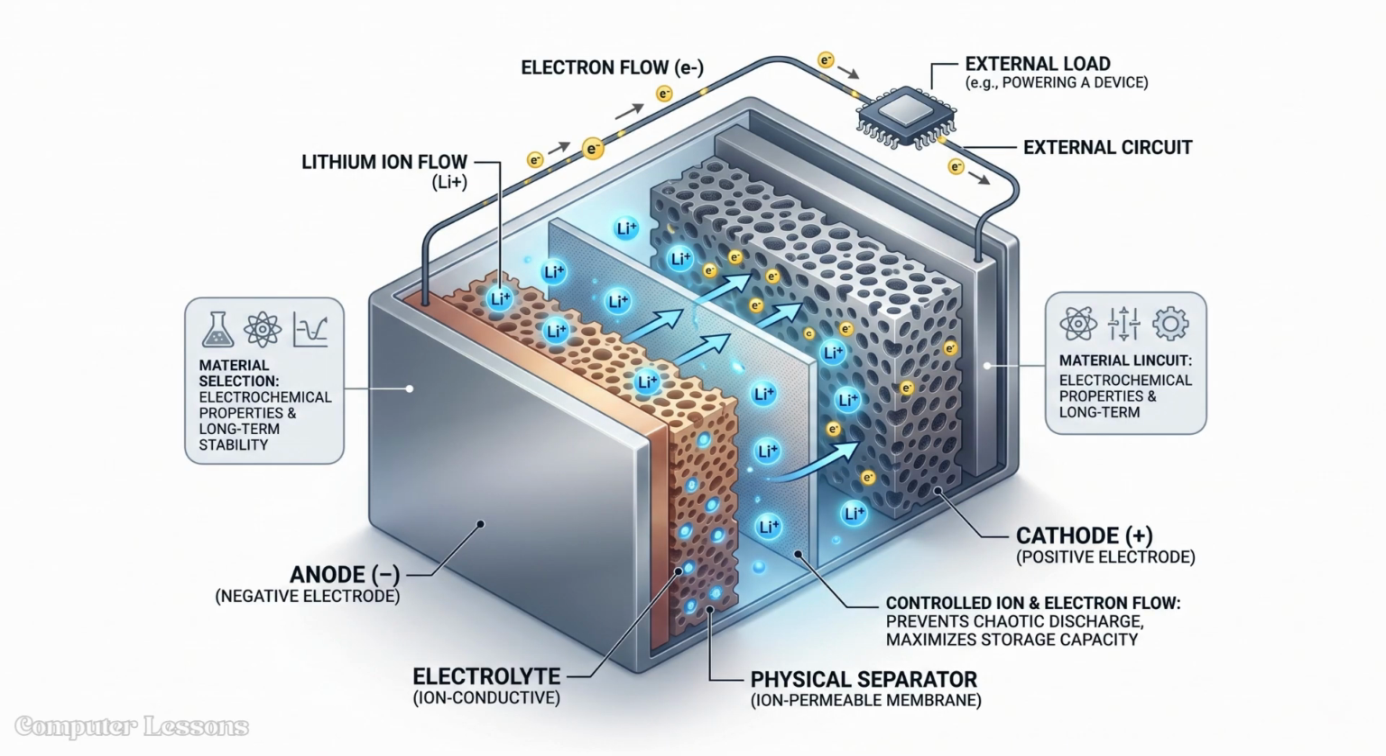Inside every cell, four primary components coordinate the movement of energy: the anode, the cathode, the electrolyte, and the physical separator. These components facilitate the controlled flow of ions and electrons, preventing chaotic discharge while maximizing storage capacity. Each material is chosen for its specific electrochemical properties and its long-term stability.